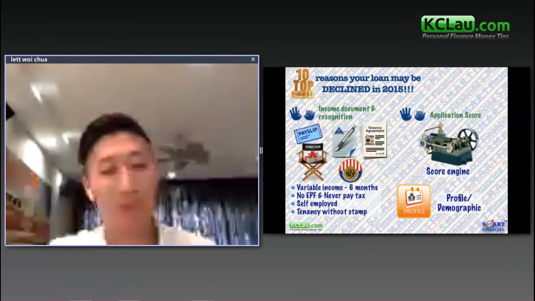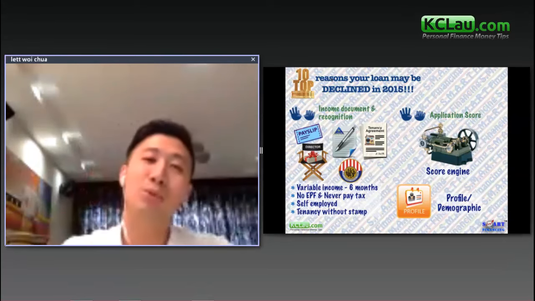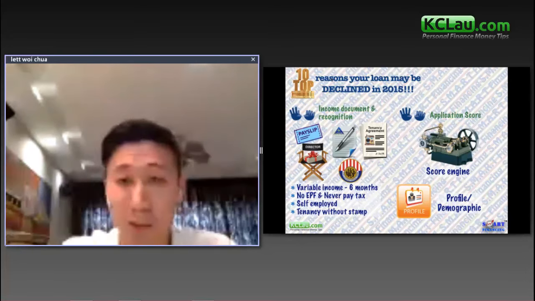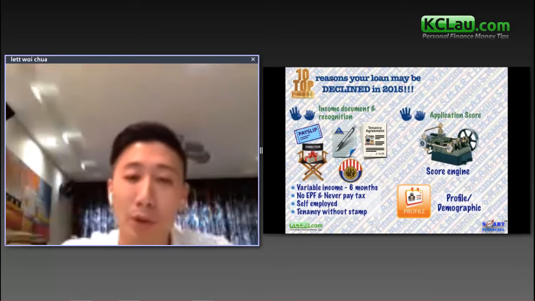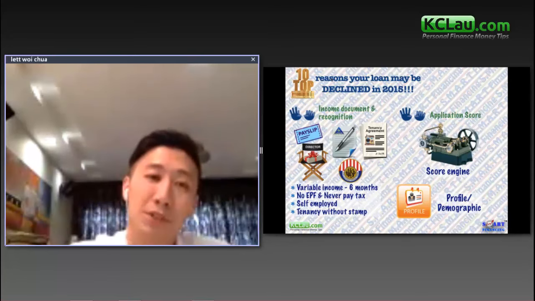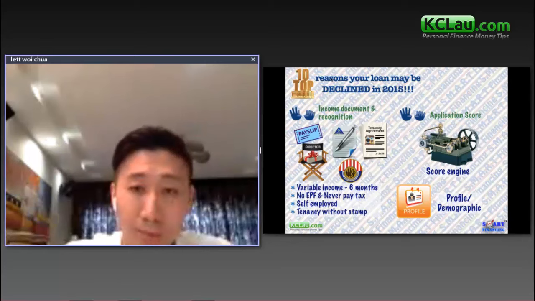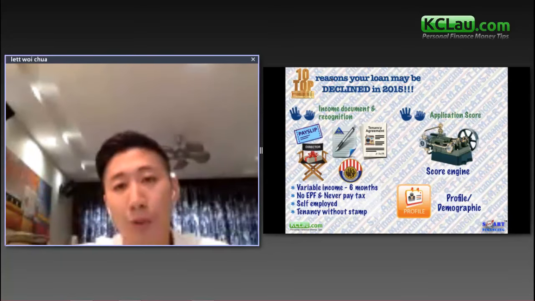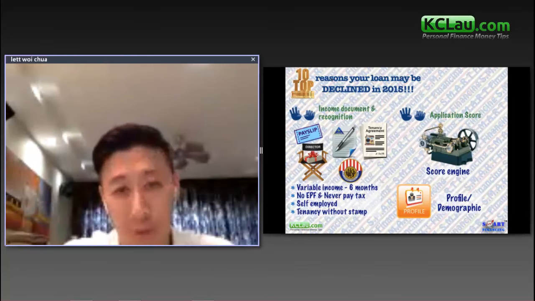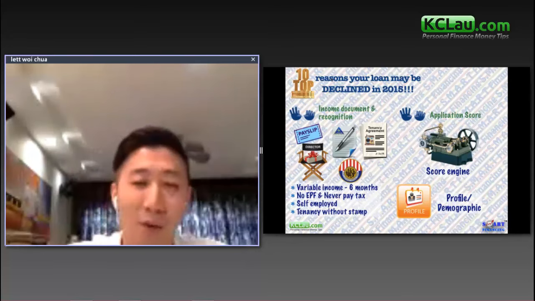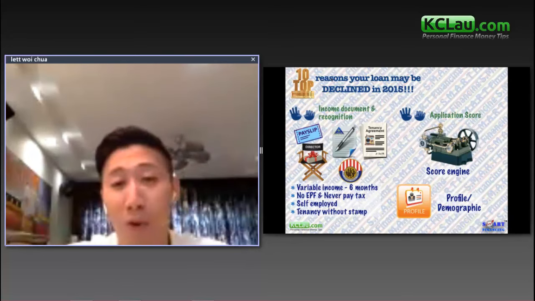All the applications that you submit to the bank now will be channeled to the headquarters or the credit center to process. When you channel to the headquarters or the credit center to process, they have different systems in place to process our applications. First system that they use is called the application score. The application score is an engine that gives a score to each and every one of us. It is like us going to an exam hall where we fill up our answers, then it will be scored, whether it's correct or wrong.